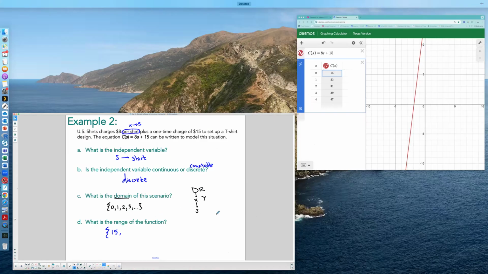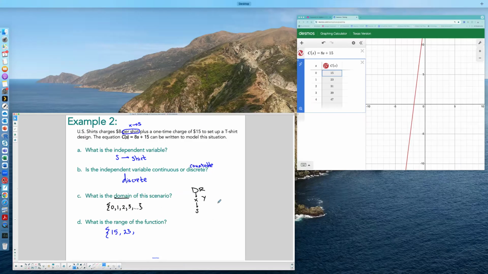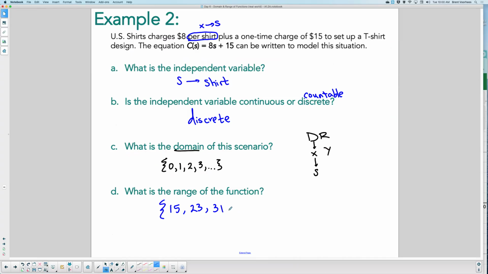And then 23, 31, 39, and then I'm just going to do comma, dot, dot, dot. How much is the range changing by every time? Do y'all know how far apart those numbers are? 8. 8, and that's what the per shirt is. Every extra shirt you sell is $8.